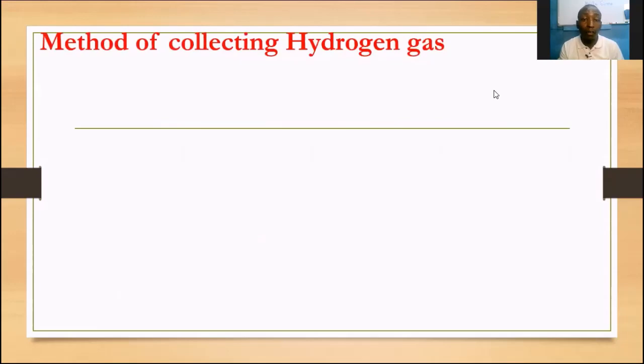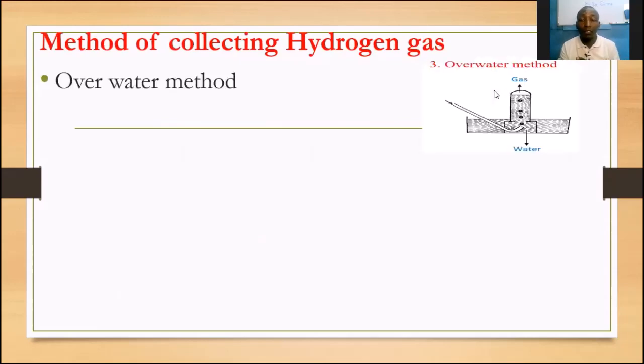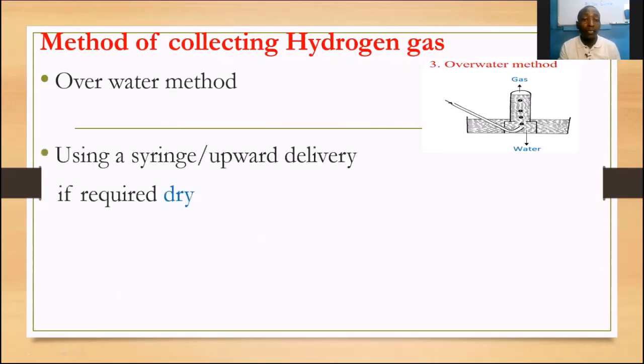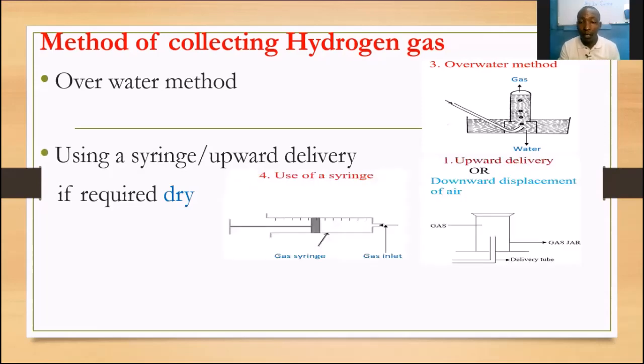So how do I collect hydrogen? I've said I can use the over water method. Yes, I can use the over water method because hydrogen is insoluble in water. Otherwise, I can use a syringe or a gas syringe. I can as well use upward delivery in case I need it dry. So you can see that one, and I can use upward delivery. And that tells you hydrogen is a very light gas.